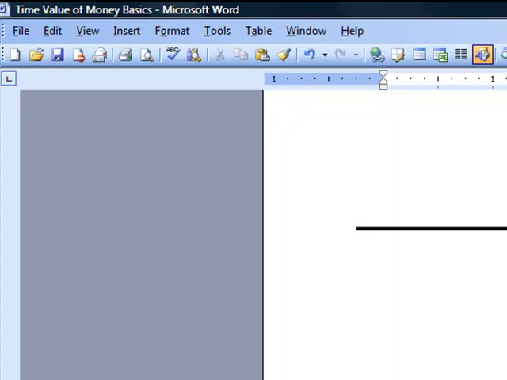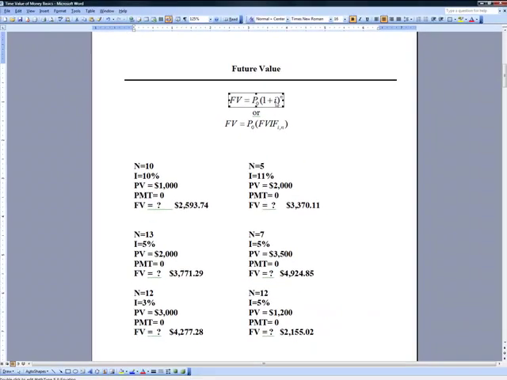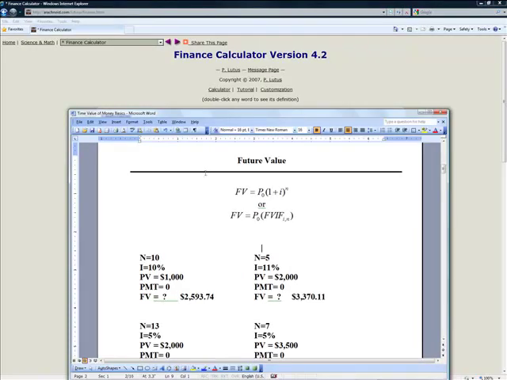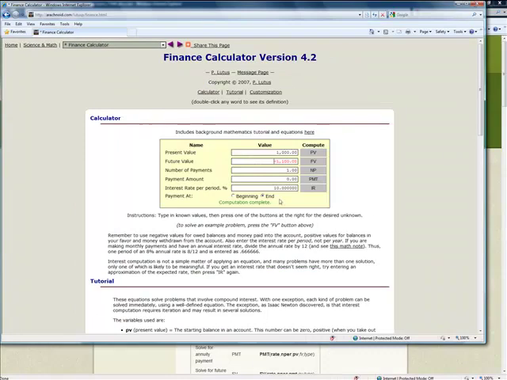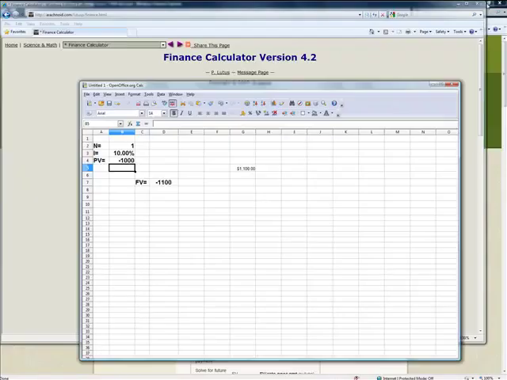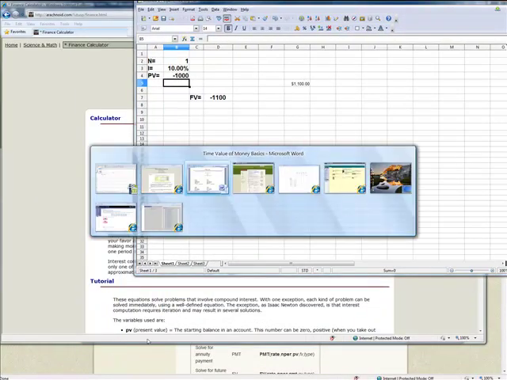And again, the future value equals the present value times 1 plus the interest rate raised to the nth power, where n represents the number of periods for the investment and i represents the interest rate. And here are 6 examples. So if we just want to put these examples into OpenOffice, I'm going to try to pull these up beside each other. Give me a second, sorry about that.